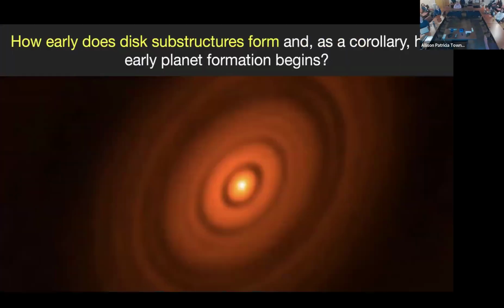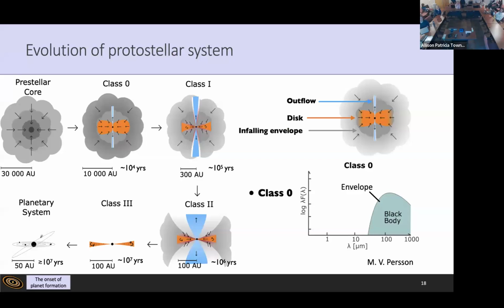In order to talk about how early the substructures form, it's important to talk about how we trace the evolution of protostellar systems in the youngest Class 0 and 1 sources. In the early stage, we have a lot of material in the envelope surrounding the protostellar system. Once it reaches the Jeans mass, it will start to collapse and form a disk. So in the Class 0 phase, you have a disk and an infalling envelope as well as a narrow protostellar outflow.